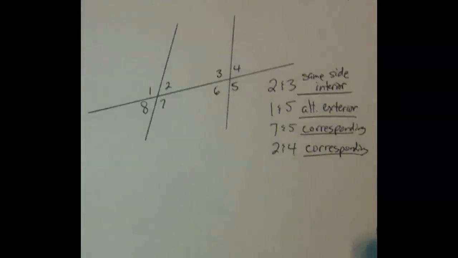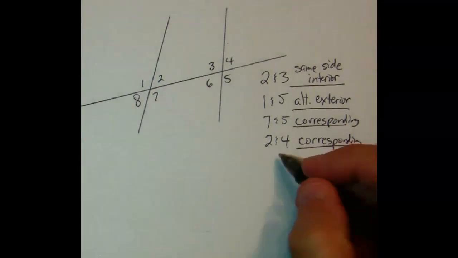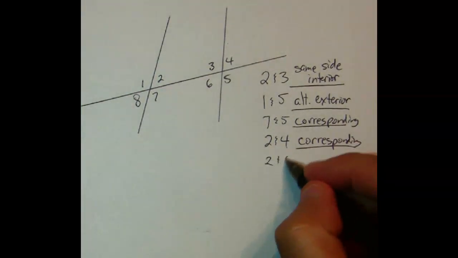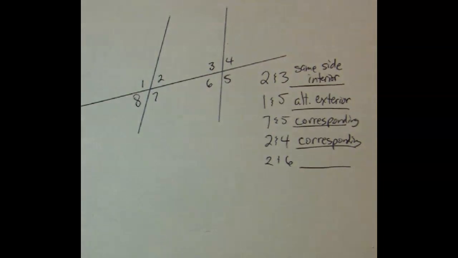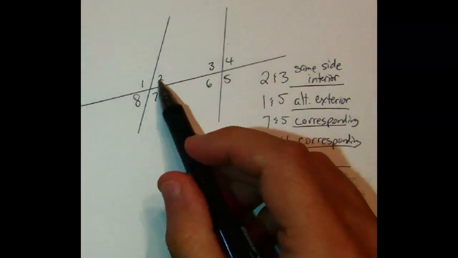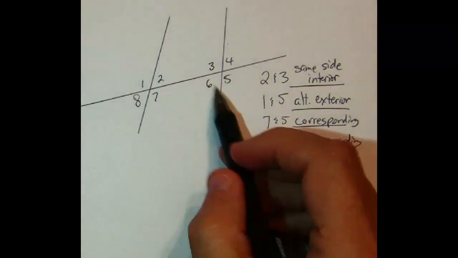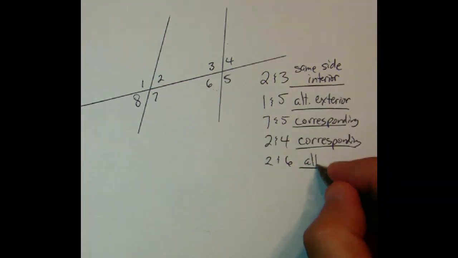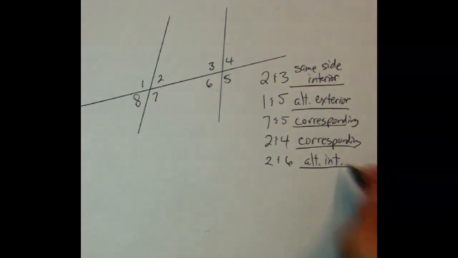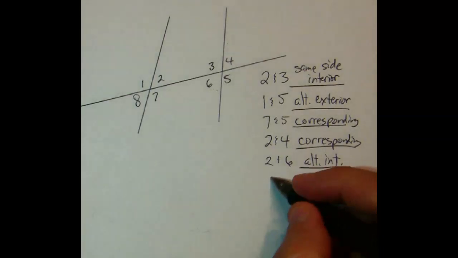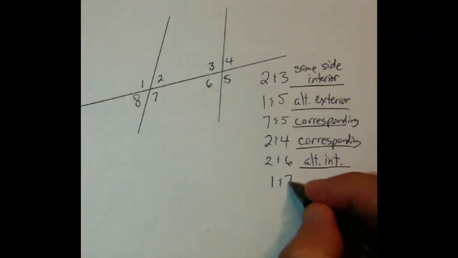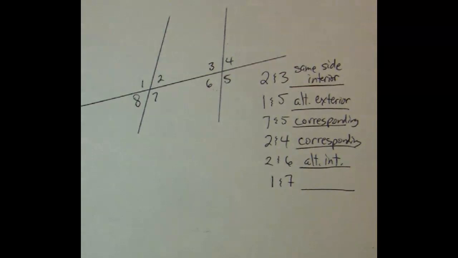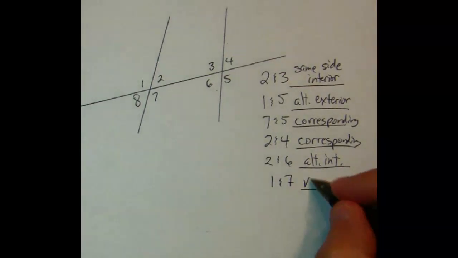All right, let's try another one. 2 and 6. Switching up on the inside. So this is alternate interior. And let's do one more. Let's say we have 1 and 7. All right, you are correct if you said vertical angles.